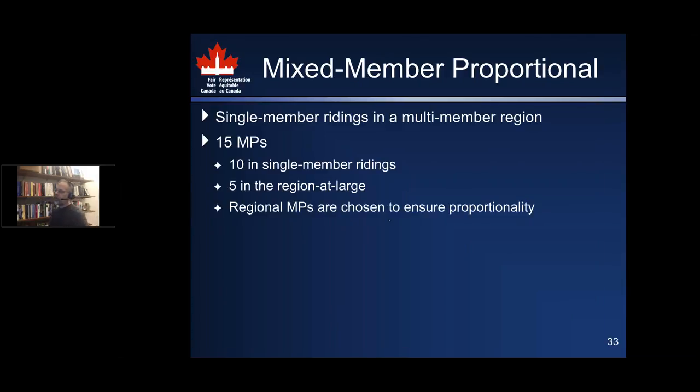So the way mixed member proportional deals with that is they take that same area, and instead of having 15 ridings, they carve it up into 10 ridings in this example. That leaves 5 extra MPs to represent the region at large, and those regional MPs are chosen to ensure proportionality.